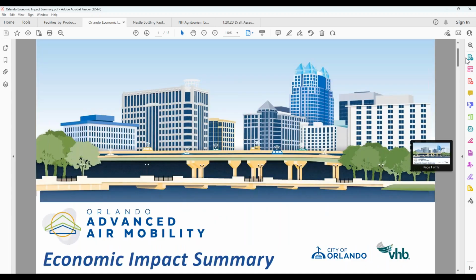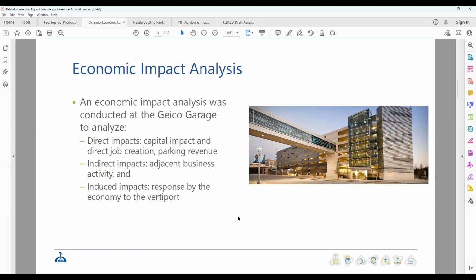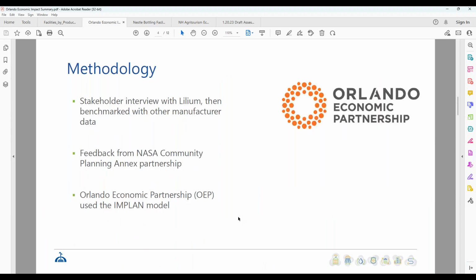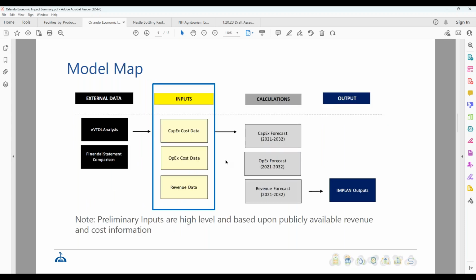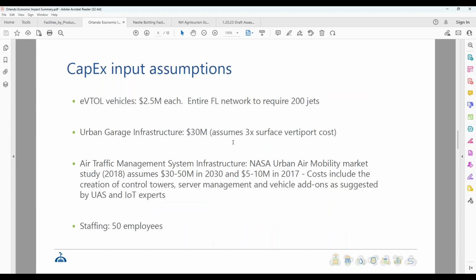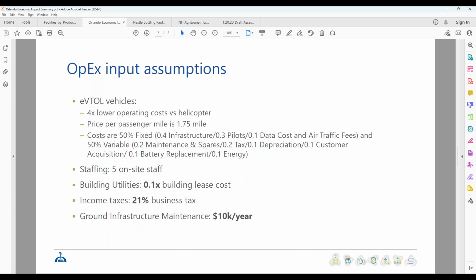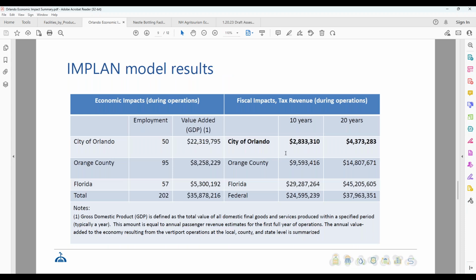This is a project that was done for the city of Orlando, looking at a lot of improvements in the area, with Orlando economic partners being engaged to start looking at a NASA community planning annex partnership. There was a lot of CapEx being proposed here, some garages that were built for an urban air mobility project through NASA, looking for buy-in from the local area.